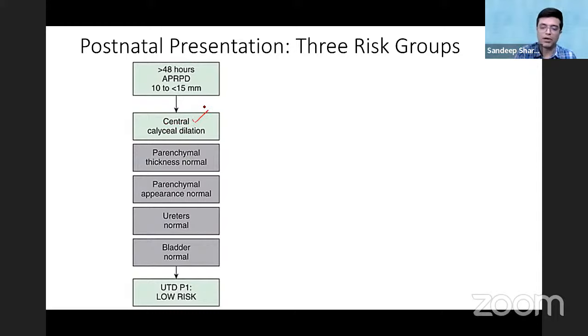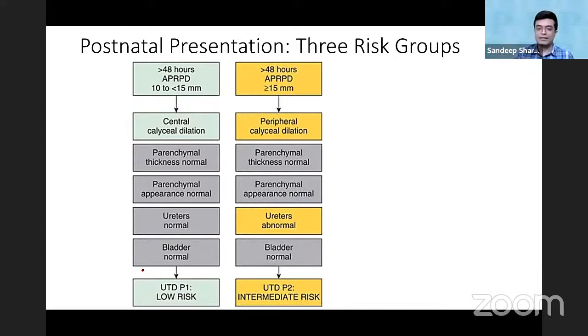calyceal dilatation, nothing else, everything else is normal. Now oligohydramnios will not be there because the child has already been born, right? So everything else is normal, so you will say it is a low-risk patient, UTD P1, low-risk patient. Second, in case the AP-RPD value is 15 mm or greater, and either peripheral calyceal dilatation instead of central, or abnormal ureters are present, you will classify it as intermediate risk.